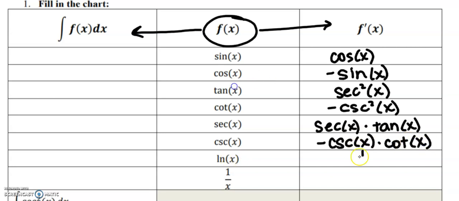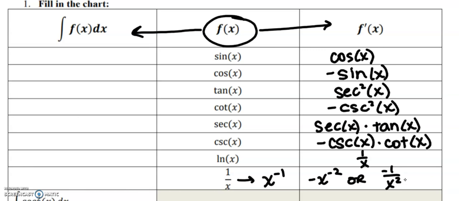Derivative of natural log is 1 over x. The derivative of 1 over x, I would first rewrite that as x to the negative first, which means its derivative is negative x to the negative second, or you could write that as negative 1 over x squared.